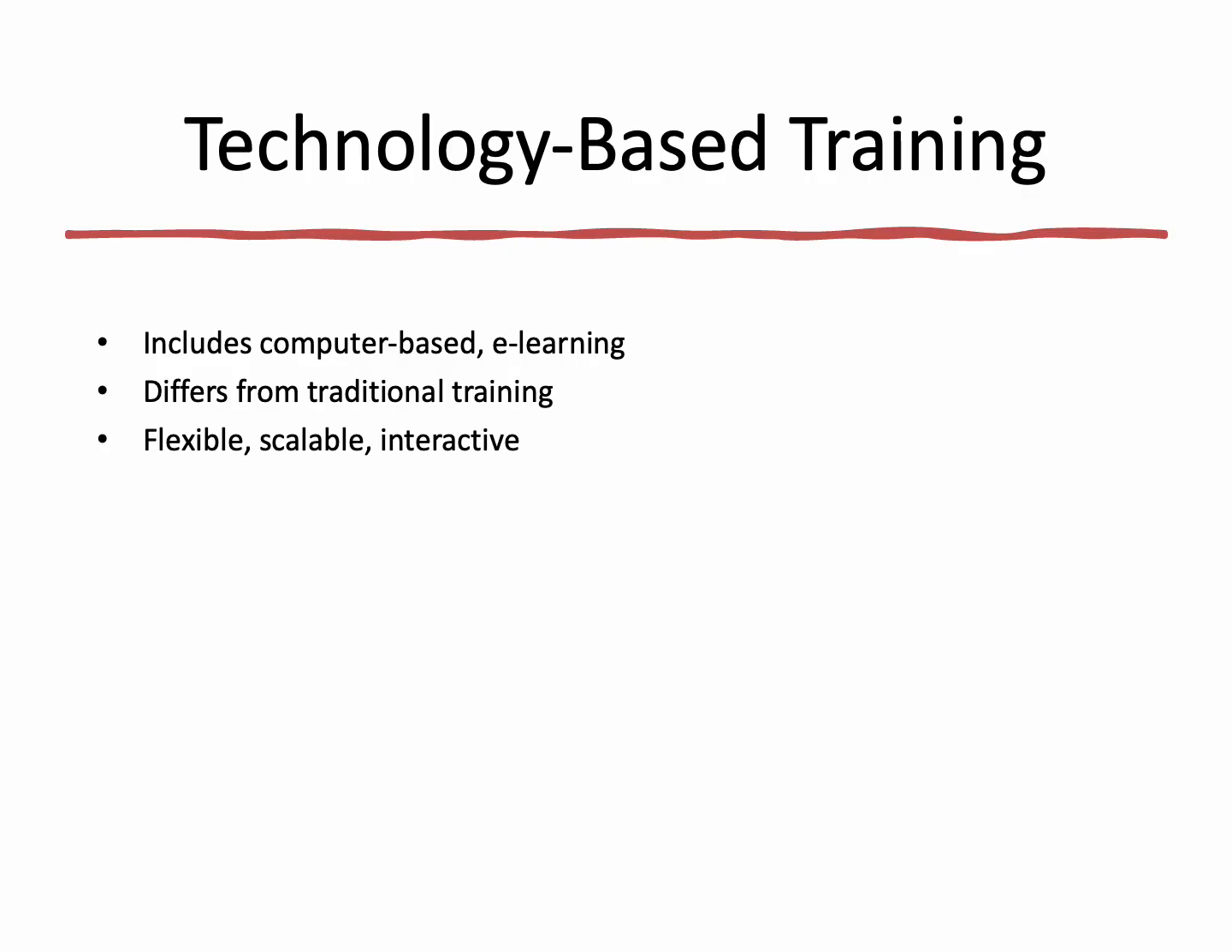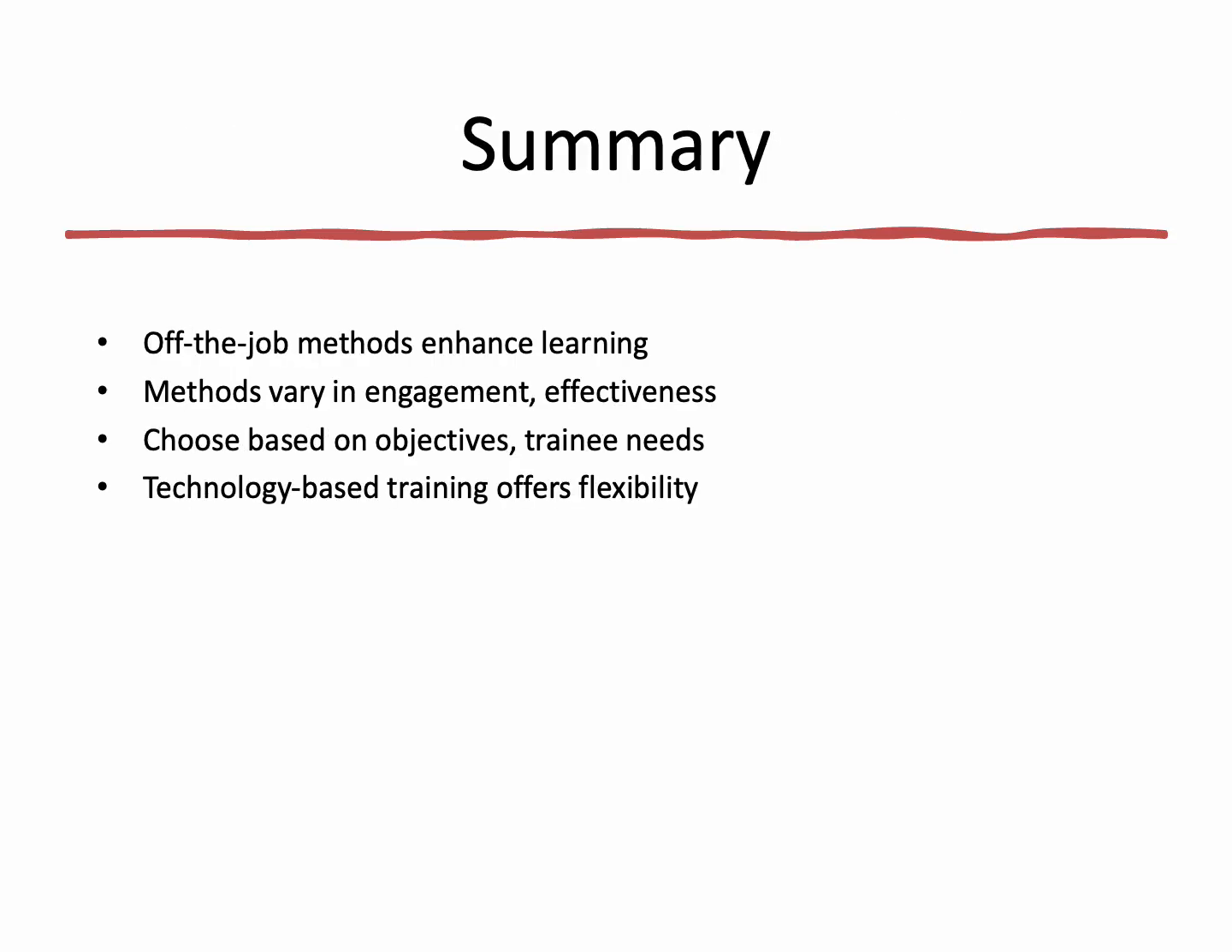learners acquire skills efficiently. In summary, off-the-job training methods, like lectures, case studies, simulations, and role plays, facilitate learning in controlled environments, enhancing engagement and skill acquisition. Each method varies in effectiveness, with choices based on objectives, trainee preferences, and learning styles. Job instruction training ensures structured skill mastery, while technology-based methods like e-learning offer flexibility. For example, simulations in healthcare training ensure safe skill practice. As we conclude, reflect on how these methods apply to your field.